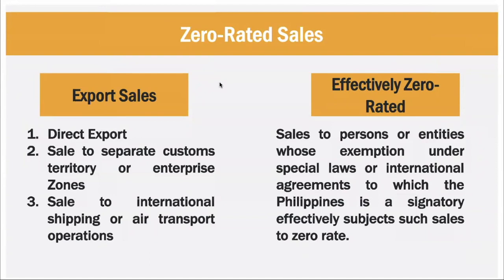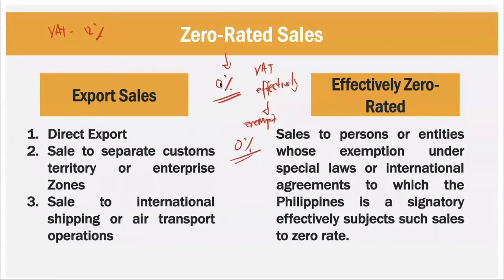Why? Because it is zero rated. When we say zero rated, your VAT normally is 12%, right? If it's said zero rated, your rate is 0%. So although it is an item of VAT, effectively it is still exempt. Why? Because your tax rate is 0%. You will not pay any tax. So still, it follows your destination principle. However, it is not part of your exempt transactions.